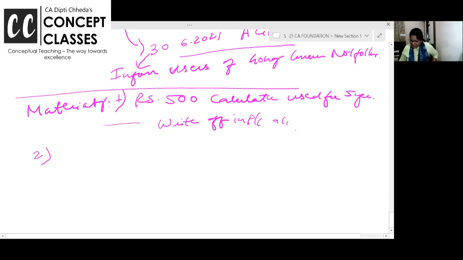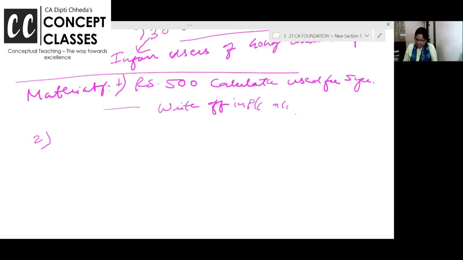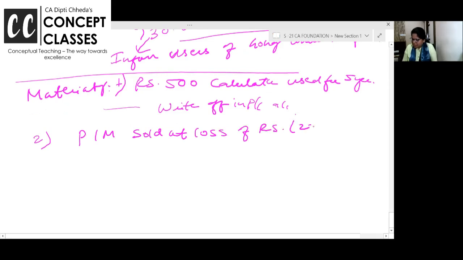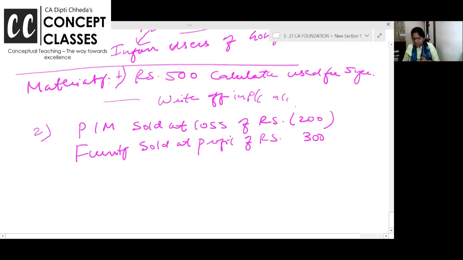Second example. I'll give a nice example. Second one. Plant and machinery sold at a loss of rupees 200. Furniture sold at a profit of rupees 300. Materiality says, no, these both are very important transactions. Materiality says, you can't nullify it.